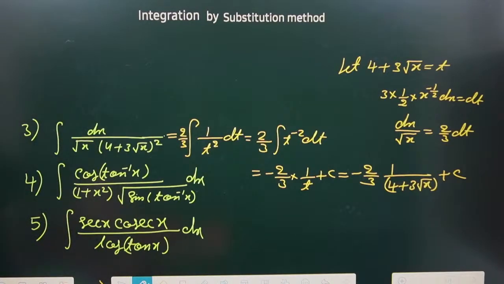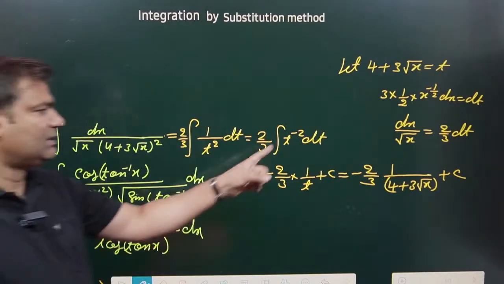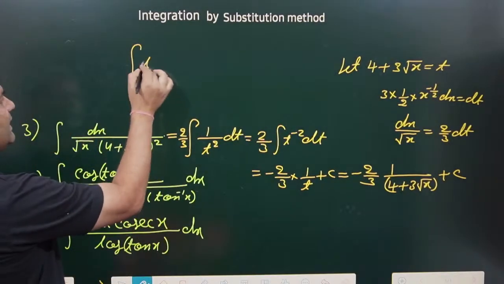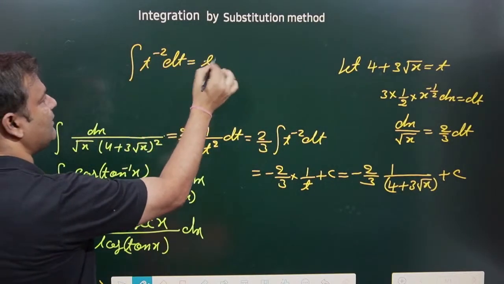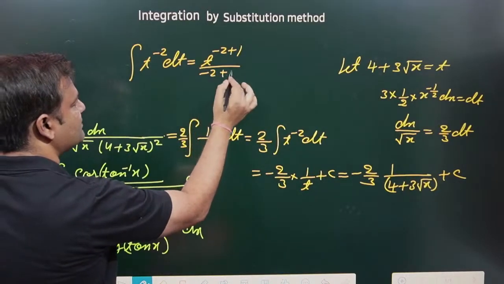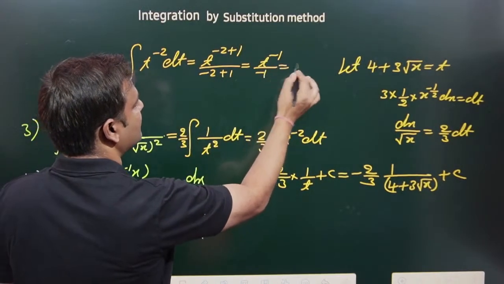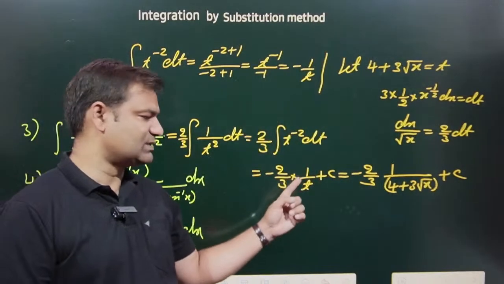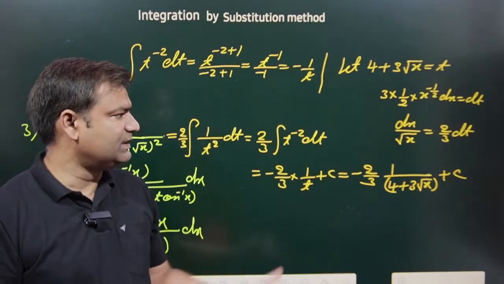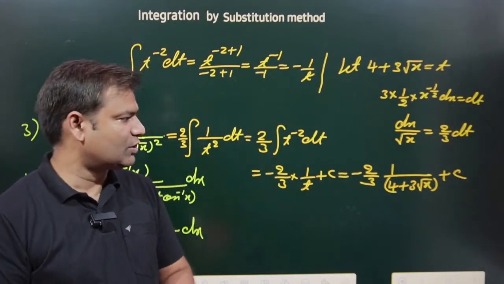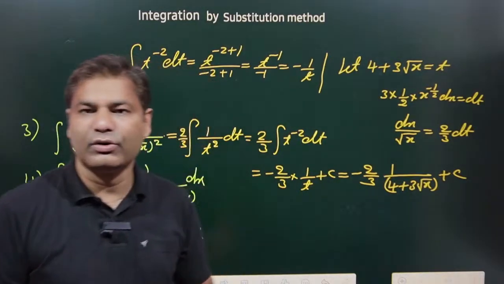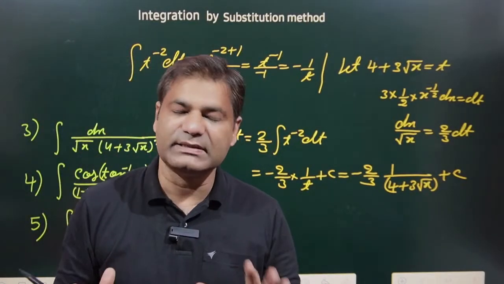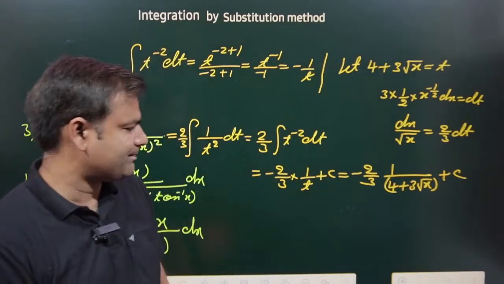Okay, I hope it is clear. Simply, t to power minus 2, so apply the formula: minus 2 plus 1, so t to power minus 1 upon minus 1, so basically minus 1 by t. I hope it is clear why this is written as minus 1 by t. After that, t is replaced by 4 plus 3 root x, then we get minus 2 by 3 into 1 upon 4 plus 3 root x plus c, which is the right answer.